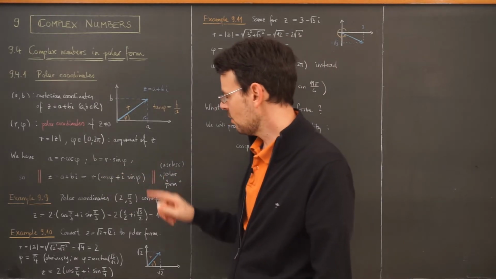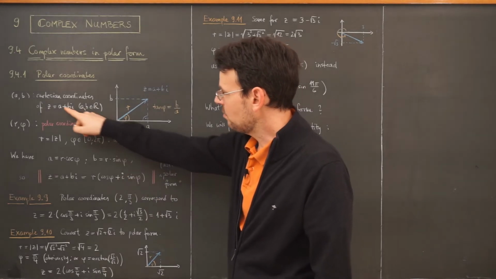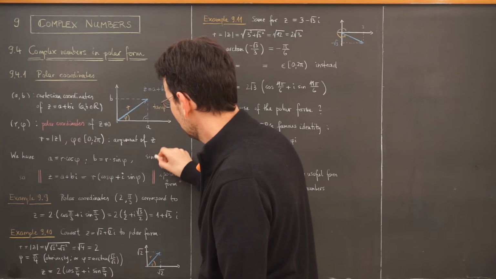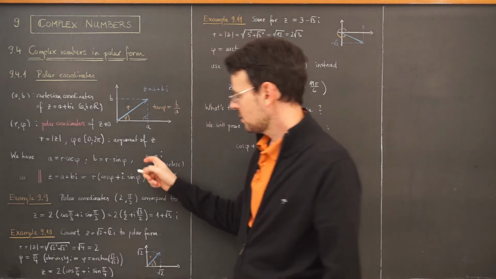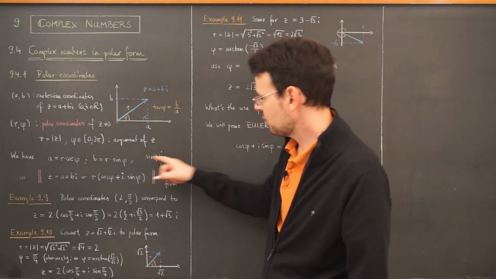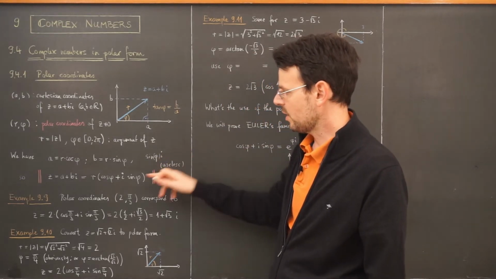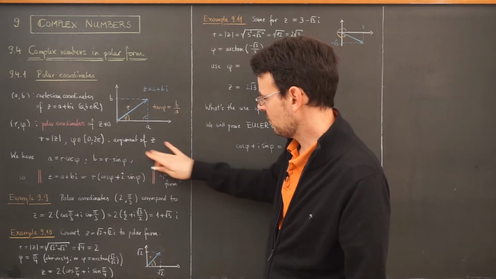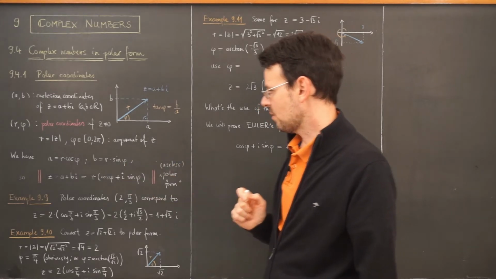Cosine of the angle plus i times the sine of the angle, and the whole thing times r, the length of the arrow. Usually I write bi, but sine phi i looks strange, and also I would have to put brackets here, which I want to avoid. That's why I pull the i in front of the sine when I write the polar form.